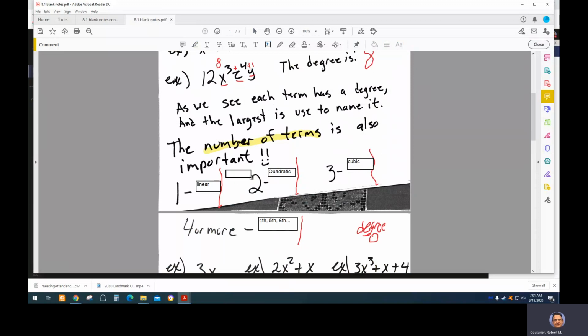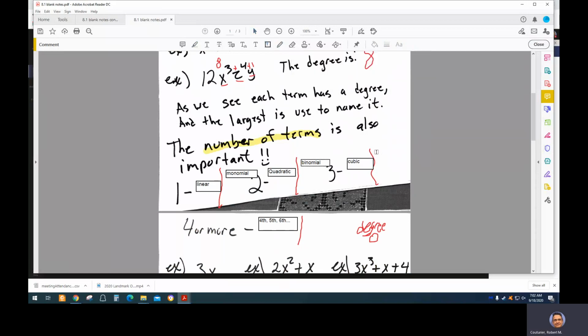And we're not trying to reinvent the wheel here. We use prefixes to determine what these polynomial names are going to be, right? So as we take a look at this, a 1 term is a monomial. Mono means 1. It's a prefix that means 1. If you have 2 terms, think of prefixes that mean 2 terms, like a bicycle. Bicycles have 2 tires. They're called bicycles because the bi part means 2. So my binomial.